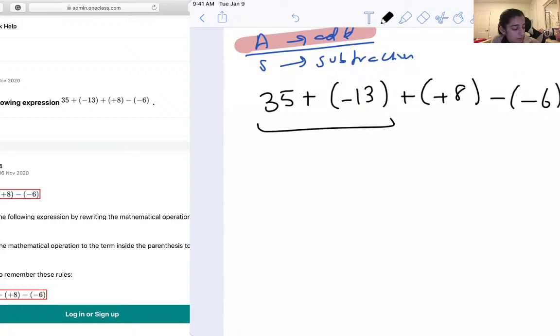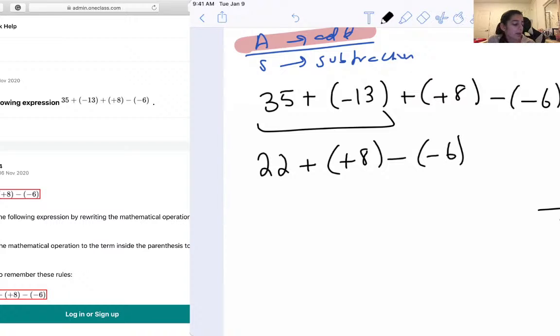So we're going to take that term first, and 35 plus negative 13 leaves us with 22. So that equals 22, and then we're just going to write down whatever we have left. Minus 6. Next, we're going to add these two terms. 22 plus 8 equals 30, and then we're going to just write down all of our remaining terms.